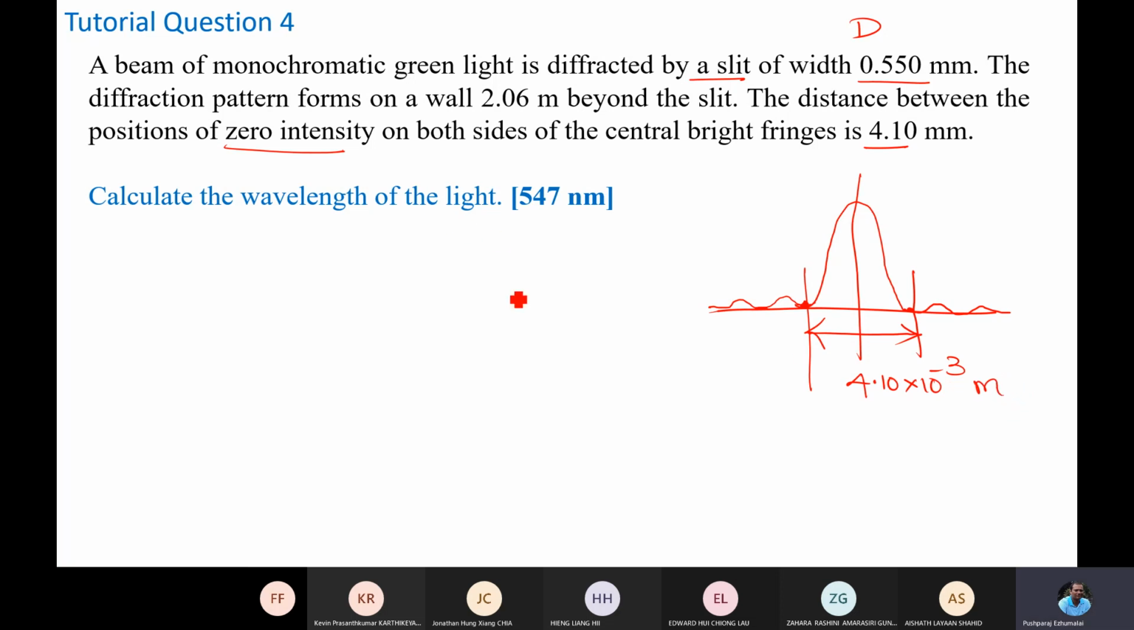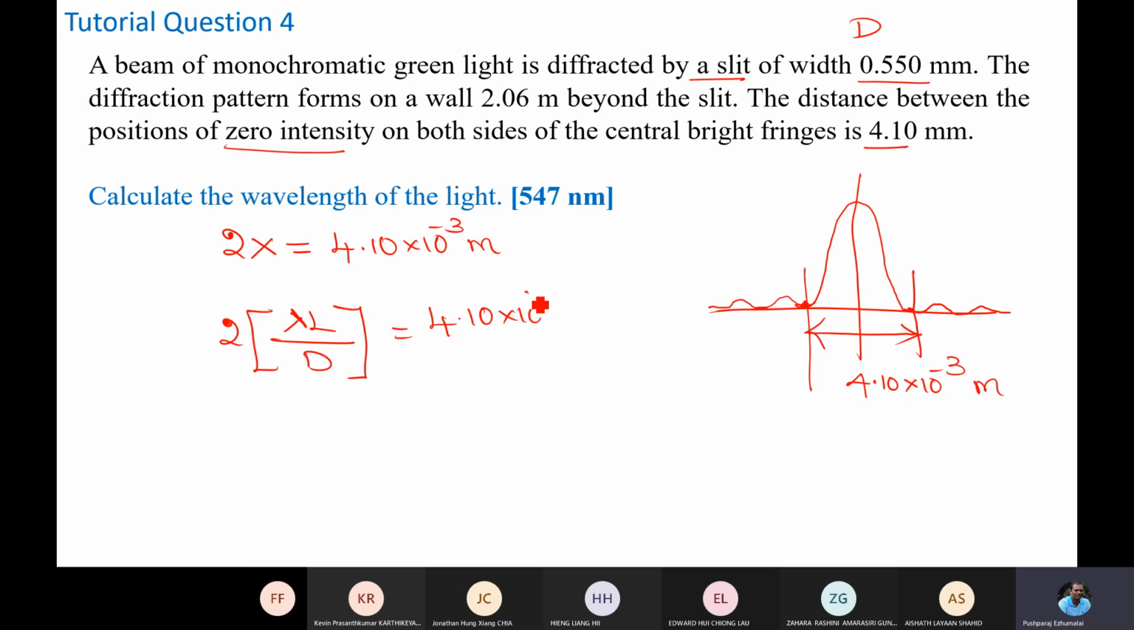Calculate the wavelength of light. That means what is this value? This is called 2x. So 2x is equal to 4.10 times 10 power minus 3 meter. So what is that x value? We know x is lambda L over d, equal to that 4.10 times 10 power minus 3.